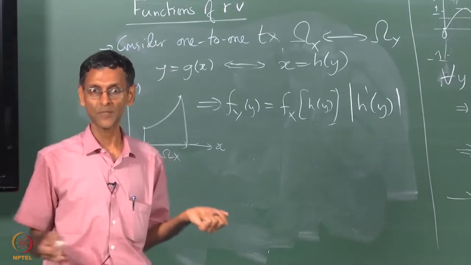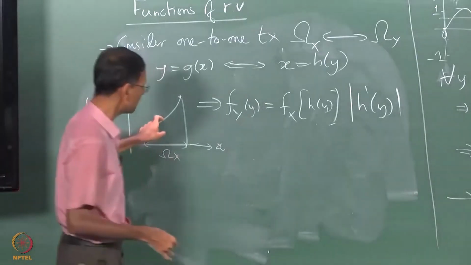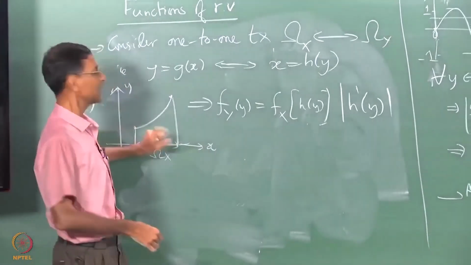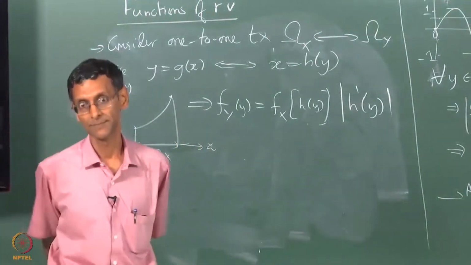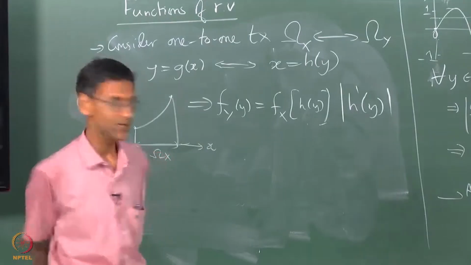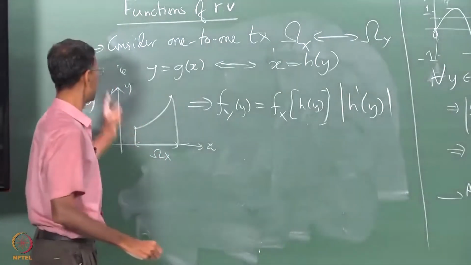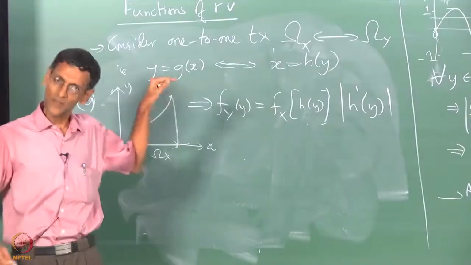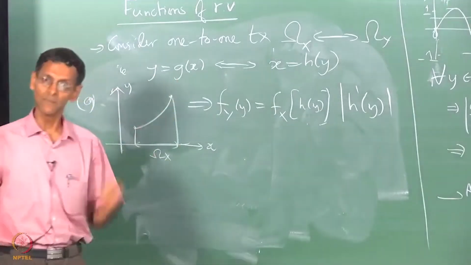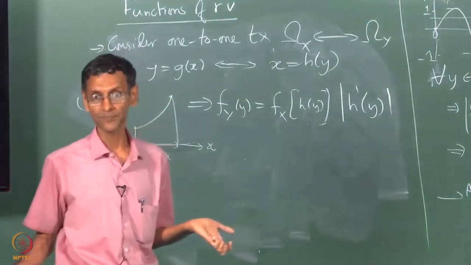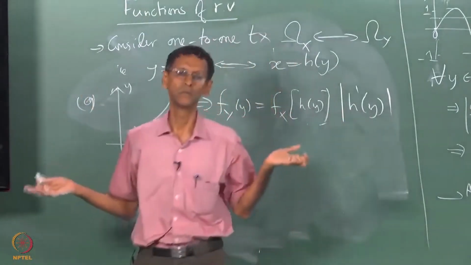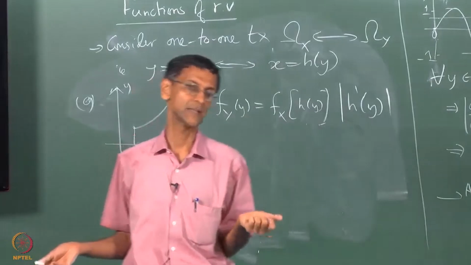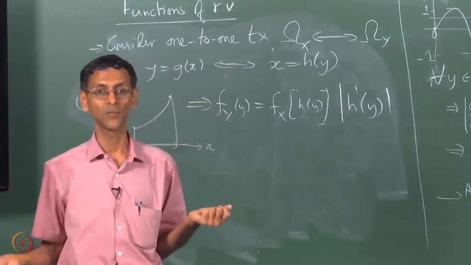Remember, this is an increasing transformation from x to y. If you plot it the other way, it will also be an increasing transformation from y to x. As y increases, x will increase. It's obvious. If you go from here to here, y is increasing, x is increasing. If you do it the other way, both will be decreasing. So this mod takes care of the mod of g prime of x in the denominator.